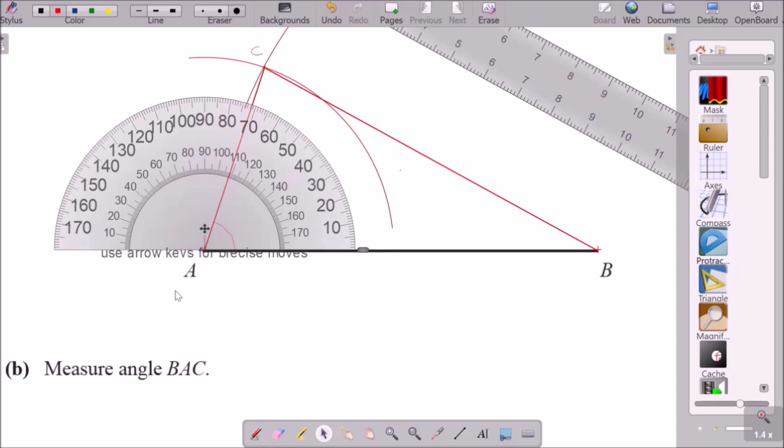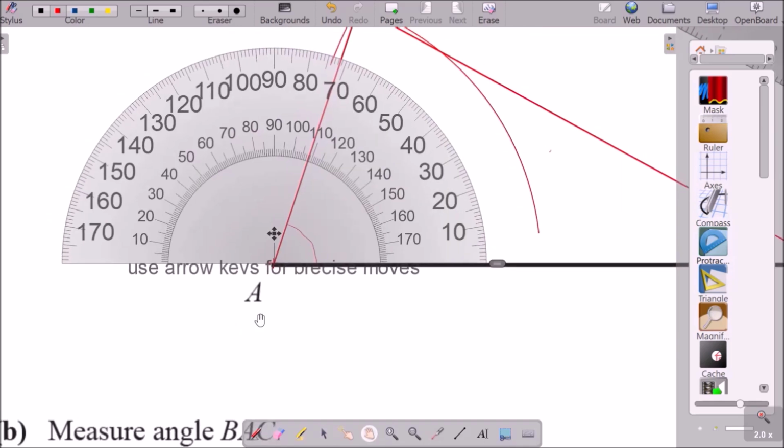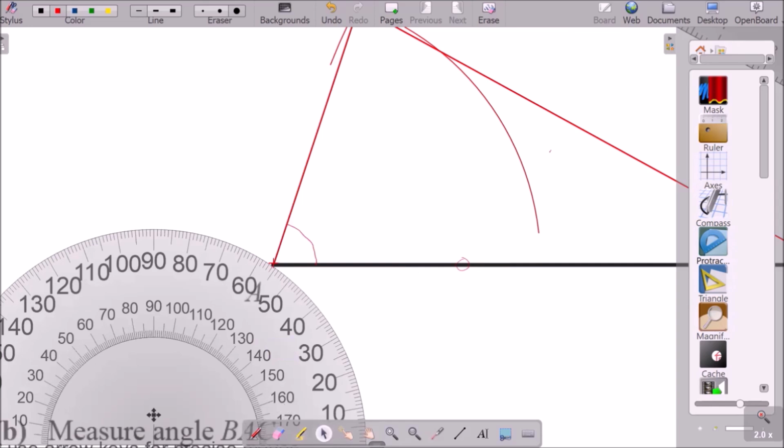So to use our protractor to measure an angle, the baseline, which is this line of the protractor, should be on one of the lines. So we decide to put it on AB. Then we choose a scale which is starting from 0. This one is starting from 0, 10, 20, 30, 40, 50, 60, 70. For me here it's 71 degrees. So my angle here is 71 degrees.